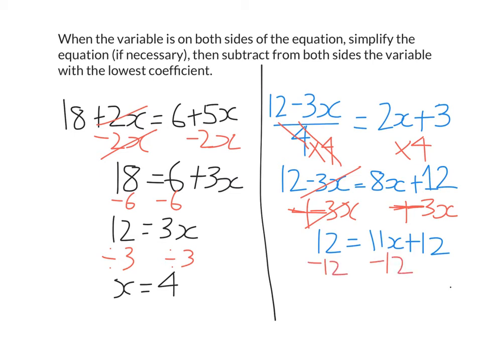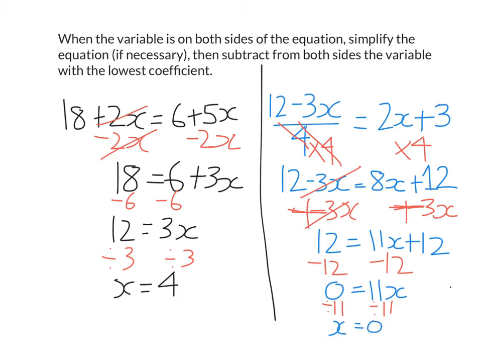But I actually get 0 equals 11x. So don't be fooled here. X is not 11 divided by 0. If you put that in your calculator, you'll get an error. It's 0 divided by 11. We're dividing each side by 11, so x is actually 0.